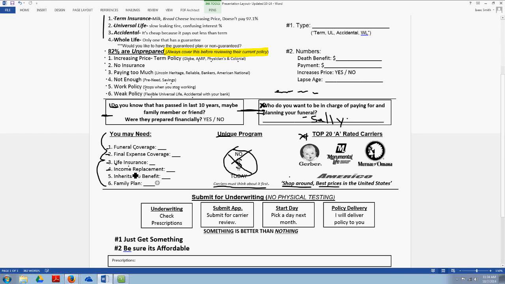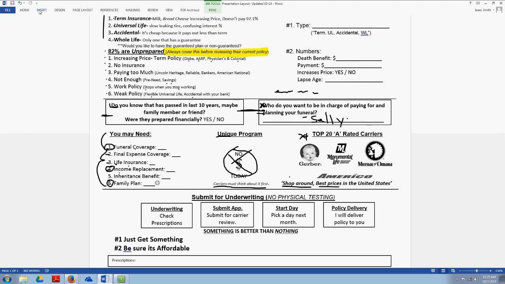Next is life insurance. This is just having extra money to give to your family when you pass away to cover costs. Okay. Income replacement. Guys, the most popular sales are going to be funeral coverage, income replacement, family plan. Those are the most popular purchases right there. Okay. Income replacement works like this.